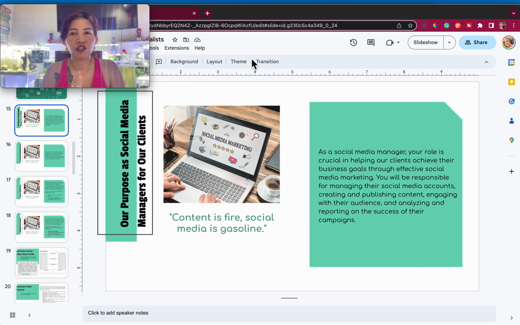So, as a social media manager, your role is very crucial in helping our clients achieve their business goals. And you do that through effective social media marketing. You will also be responsible for managing their social media accounts, creating and publishing content, engaging with their audience, and analyzing and reporting on the success of their campaigns. So it's not limited to just posting and publishing graphics and videos on their social media accounts. We don't limit ourselves to that. We do the whole A to Z. We do the whole shebang.